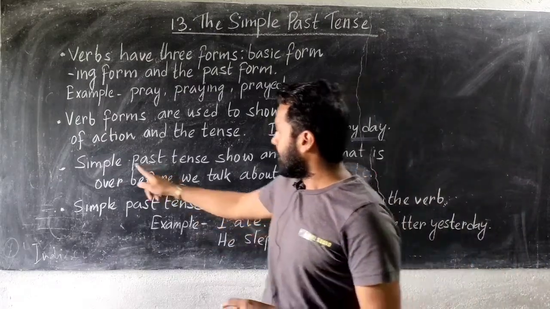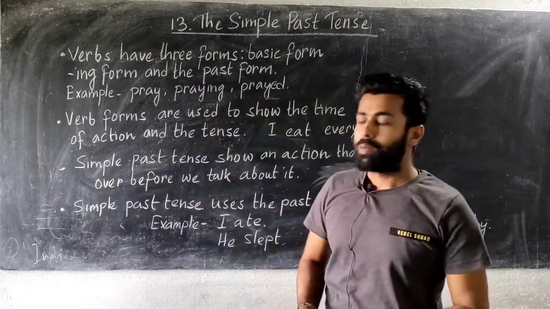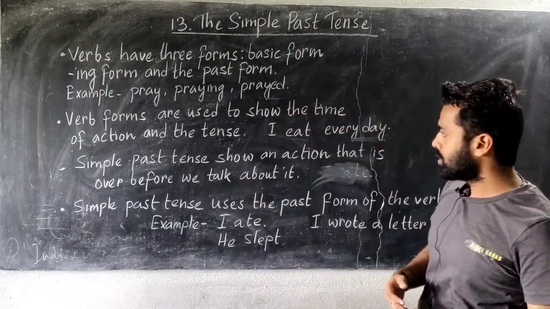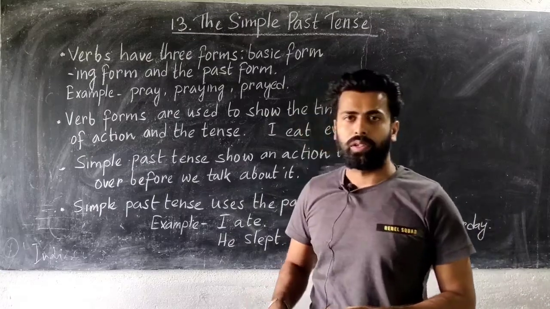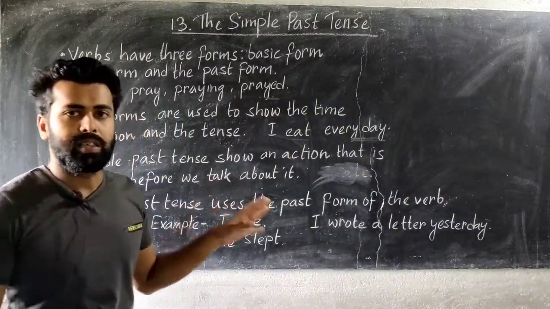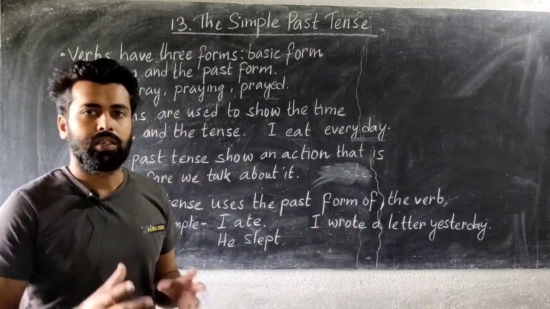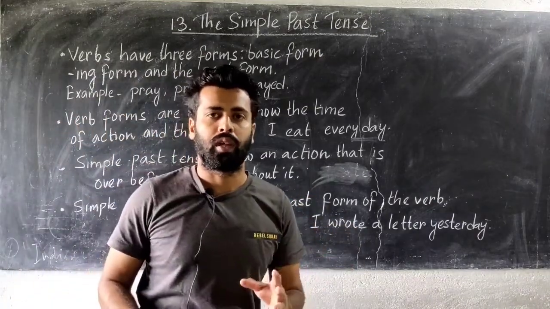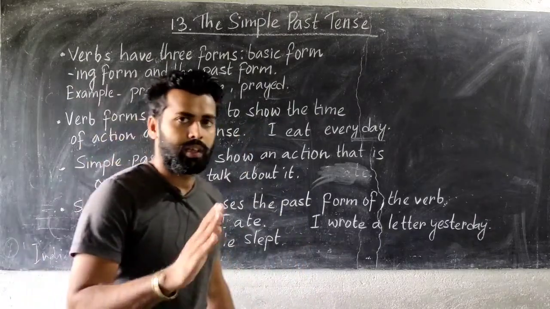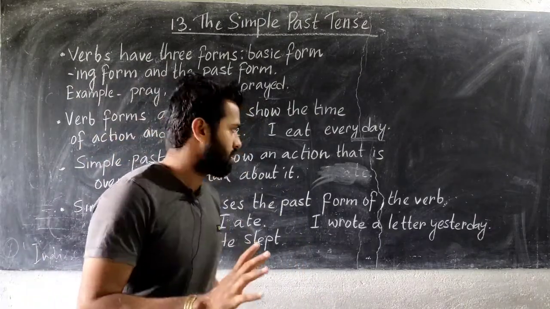Okay, next we will talk about the simple past tense. The simple past tense shows an action that is over before we talk about it. What the simple past tense is showing us is that the action was done just before we talked about it. Just before that it has finished, that's why it is in the past tense.